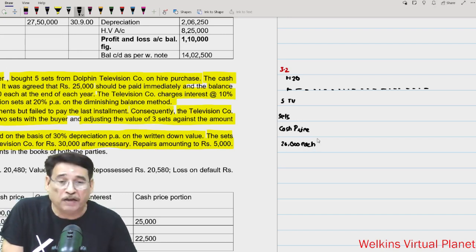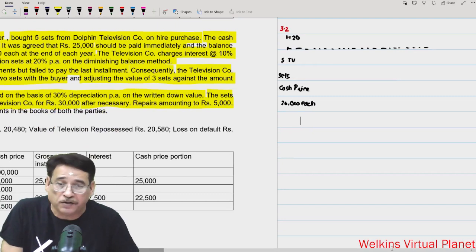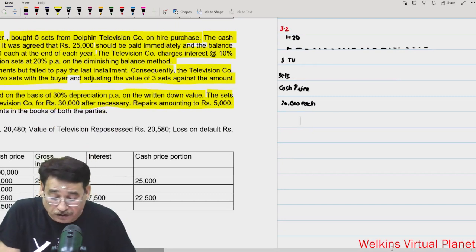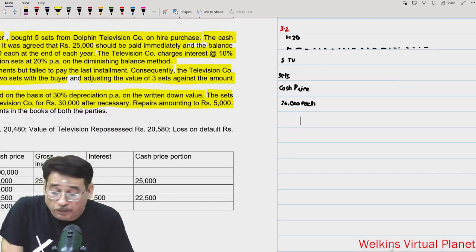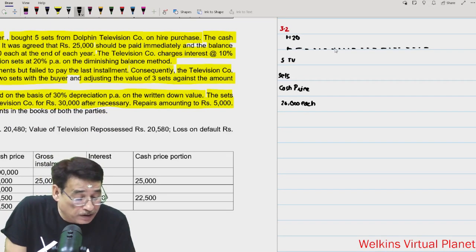Each set has a cash price of 20,000. It is given to you in the question, isn't it? Further, if you look into the question, you will find that three more installments are supposed to be paid at the end of each year.